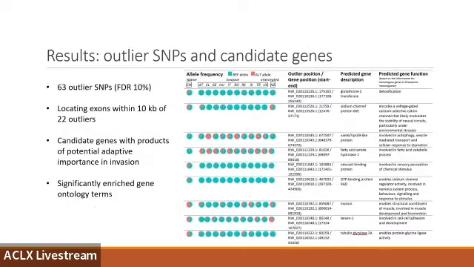Our outlier analysis using BayPass identified 63 outlier SNPs, and using the BMSB genome assembly, we could locate exons around 22 of these outliers. These exons were associated with genes with products of potential adaptive importance in invasion. For example, GST, which is important in detoxification, and sodium channel proteins that are the main target of many commonly used insecticides against BMSB. We also found significantly enriched gene ontology terms for oxidoreductase activity, odorant binding, and protein binding.